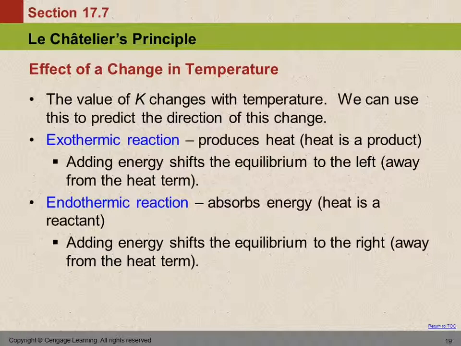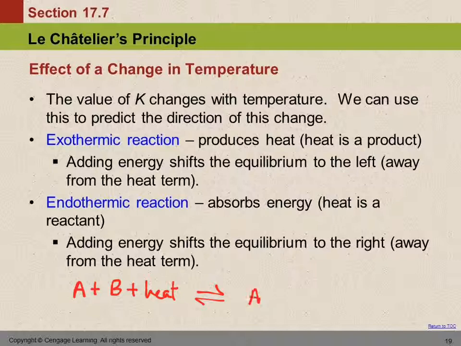We need an equation here. We just really, really do. So let's say that A plus B plus heat, this is an endothermic reaction, is in equilibrium with AB. So what we're going to do is treat heat like a reactant or a product. An endothermic reaction, you have to put heat in. You have to add it in. It's a reactant. In an exothermic reaction, it produces heat.